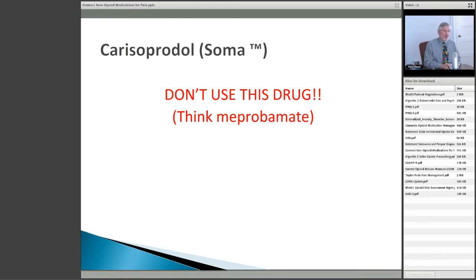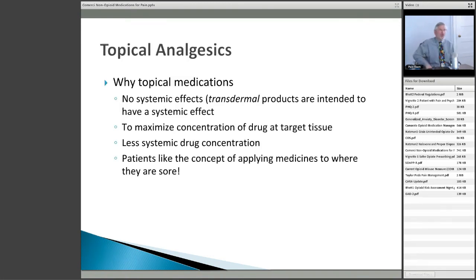So in the last 3 minutes, I'm going to quickly go through topicals. Topicals are medications that we apply to the skin, obviously. Topicals are different than transdermals. Transdermals are drugs that are designed to be applied to the skin and have a systemic effect. Topicals are designed to have a local effect. Can they have some systemic absorption? Of course they can.